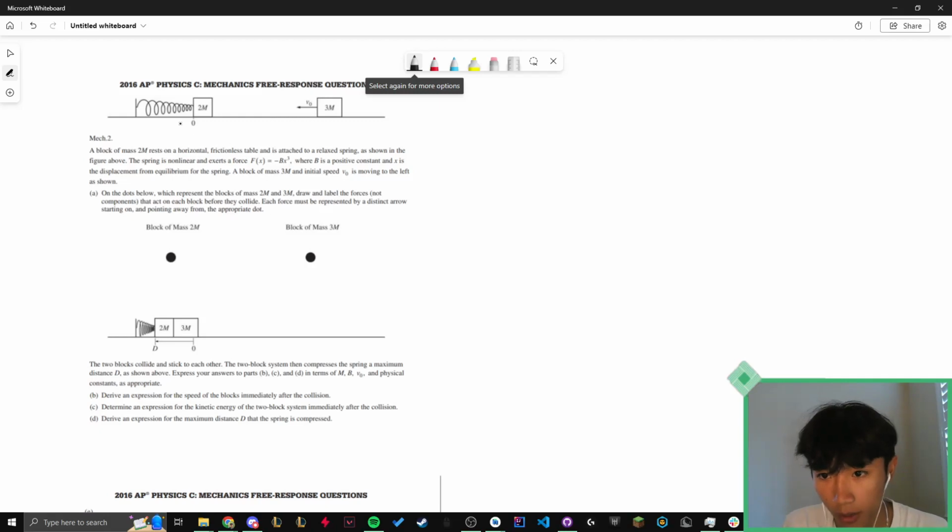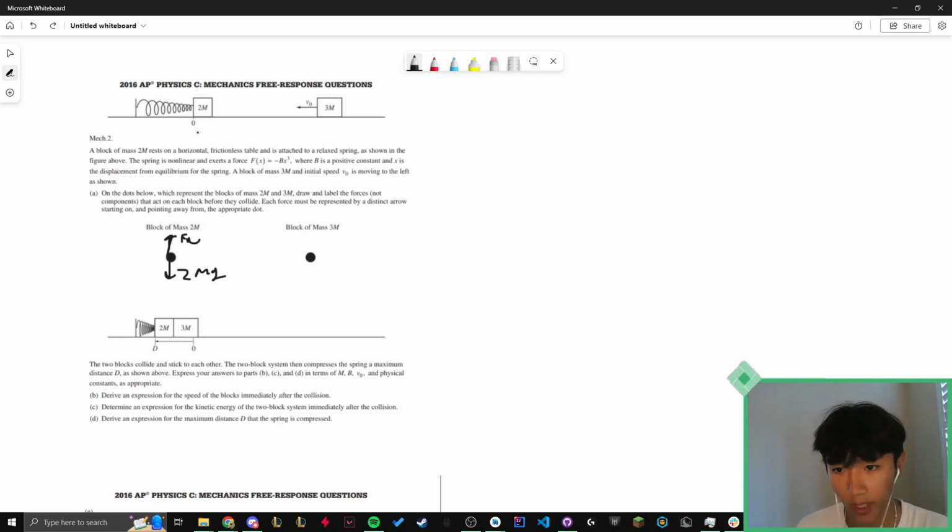So, the block of mass 2m is at rest and there's no friction, which means this is just force normal and 2mg. Because this thing isn't moving vertically, however there is the force of gravity and the force of normal, and it's not moving horizontally and there's no force applied, so yeah.